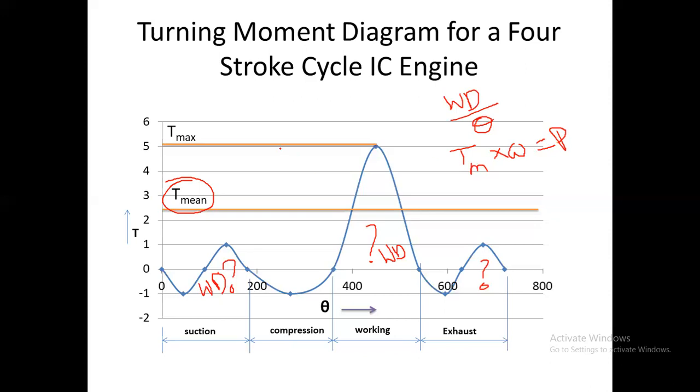Then what does the area above the mean torque line represent? This area represents the excess energy stored by the flywheel. Whenever a supply of energy is required, the flywheel releases that energy. So these are the main uses of the turning moment diagram.